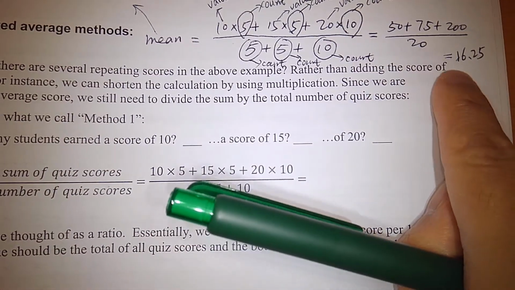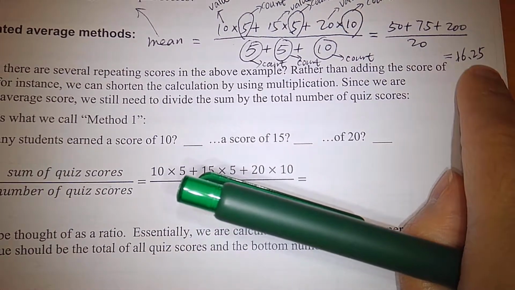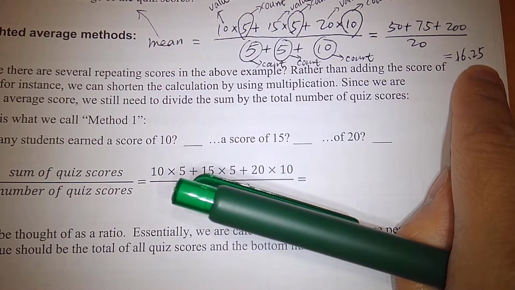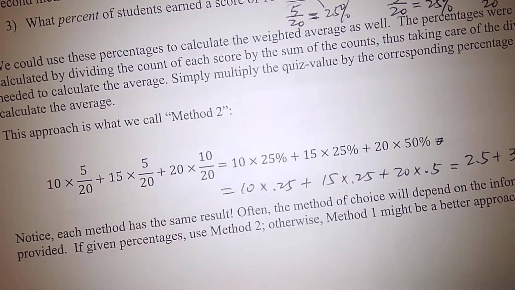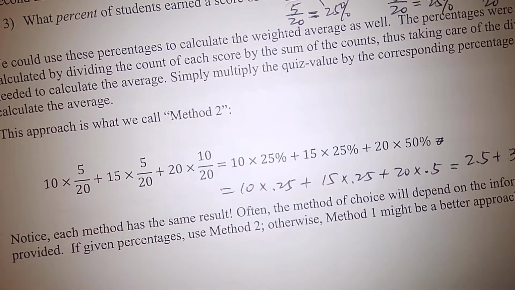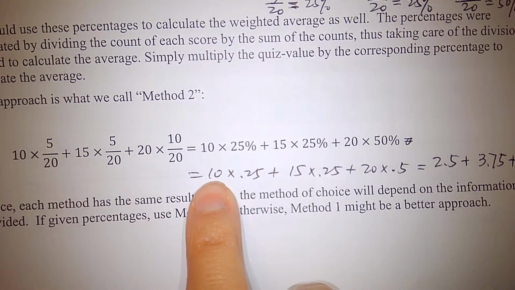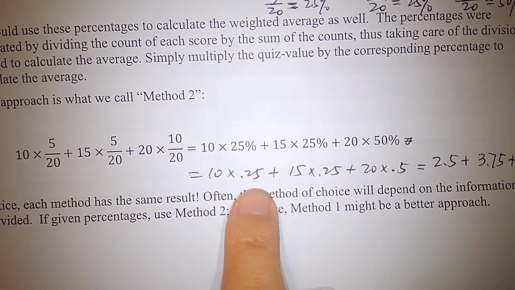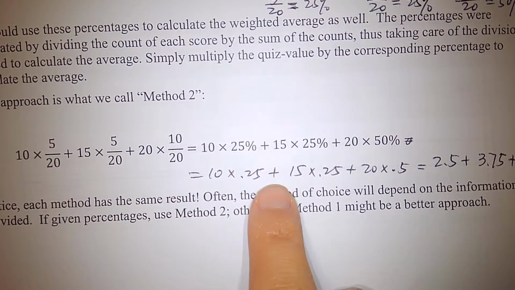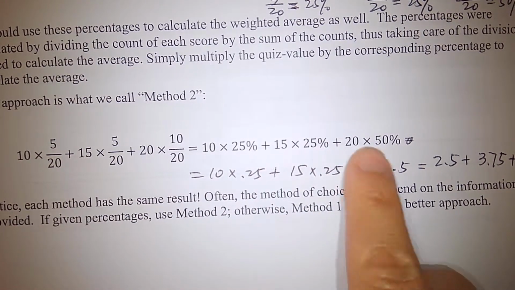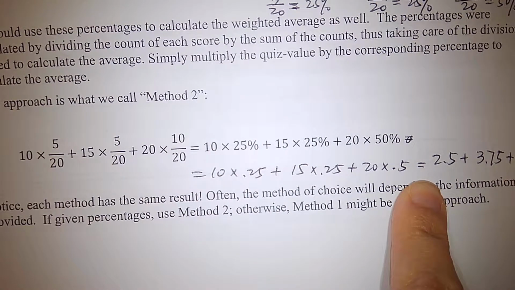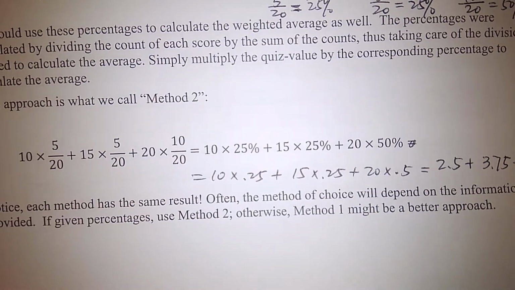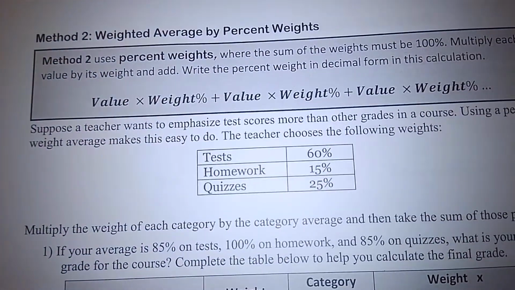Let's compare with the answer from the first method we have. Is it 16.25? Yes or no? It's the same, okay? So the second method, we call it by using what? Percent, to compute a weighted average. If we summarize the formula, it's going to be value times percent plus value times percent plus value times percent. Do we have a denominator anymore from the second method? No denominator, okay?